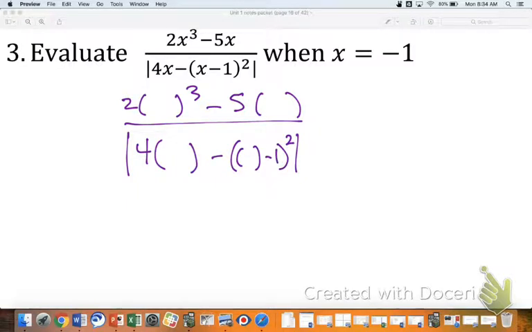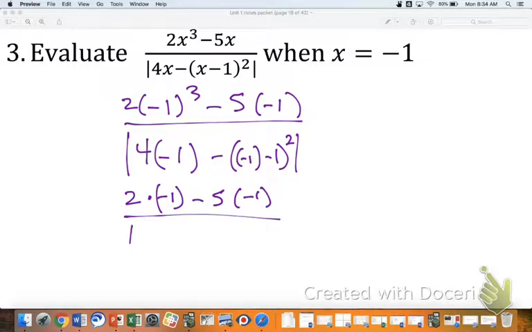Okay. So I've replaced all of my variables with empty parentheses, just like I've done on all the others. I'm going to put the negative 1 here where it goes. Okay. So in the numerator, I'm going to write this. What's negative 1 in parentheses cubed? Negative 1. So it'd be 2 times negative 1 minus 5 times negative 1. In the denominator, I do have work in the parentheses. I know we're up against our time. Give me just a second here.